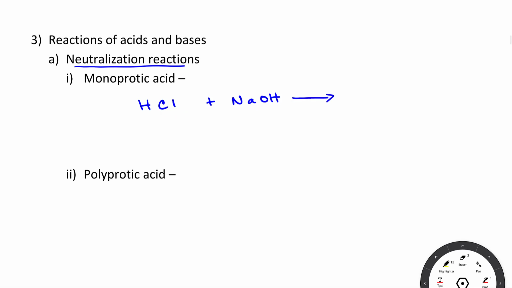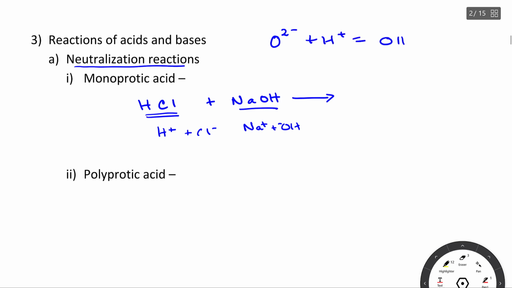The same way that you did before. You say H plus and Cl minus. That's what this gives me, as ions. And then this gives me Na plus and OH minus. And these ones can all be gotten from the periodic table. Hydrogen's usually +1, chloride's usually -1, sodium's usually +1. And then hydroxide is actually O2 minus plus H plus. So that gives us OH minus like that.